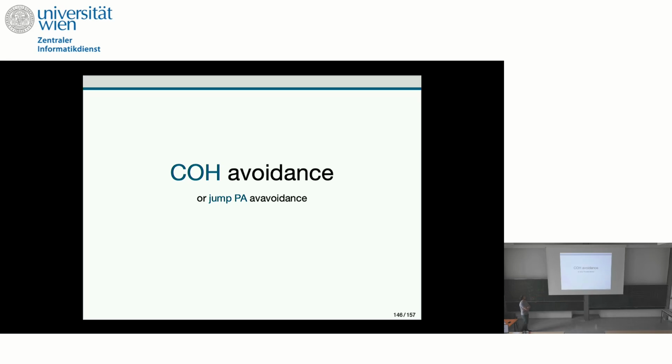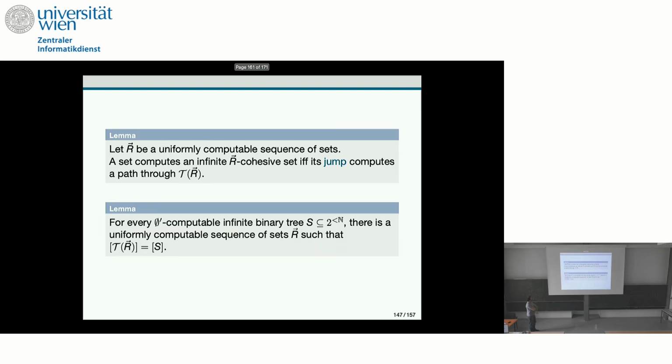Here we want to avoid computing solutions to Co. And when I defined Co, I said that it was about jump computation. So let's make this statement clear. Given a uniformly computable sequence of sets, so given a computable instance of Co, we have a correspondence between computing an R-cohesive set and computing a path through the tree of decisions. Actually, it's equivalent either to compute an infinite cohesive set or to have the jump compute a path through the tree. So in one direction, it's clear.